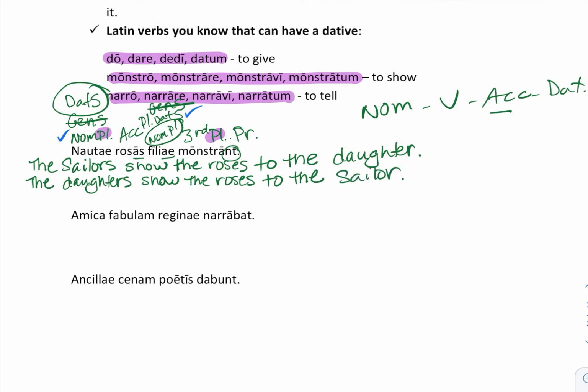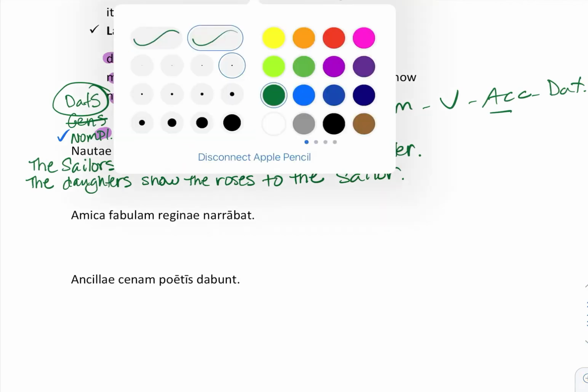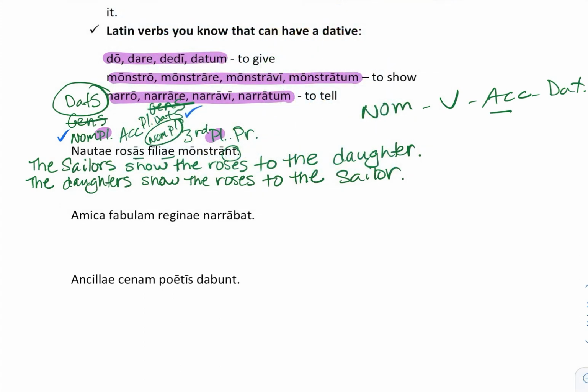Do either of those make sense? They make complete sense. The sailors could show the roses to the daughter, and the daughters could show the roses to the sailor. We don't know what it is because we don't have context. So in that case, either of those sentences would be correct. All right, let's change colors here and do the next one.